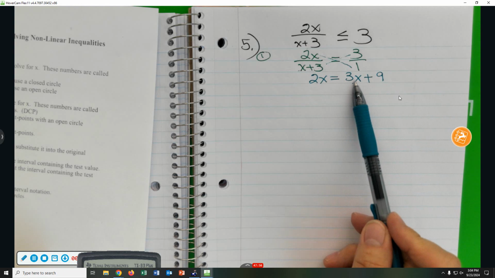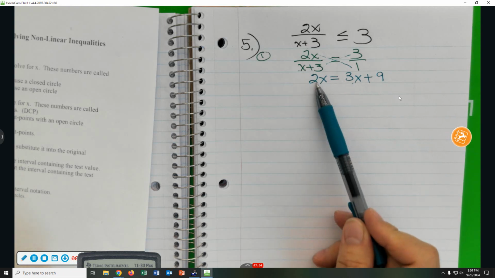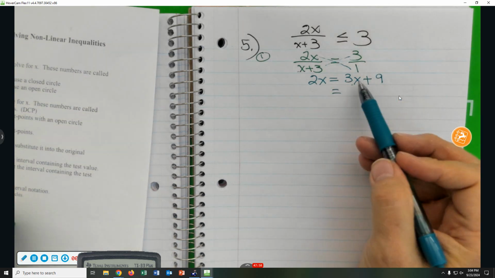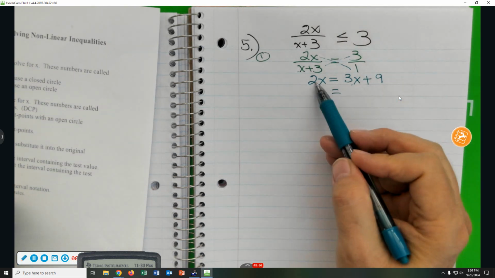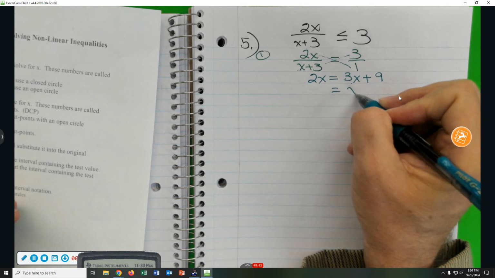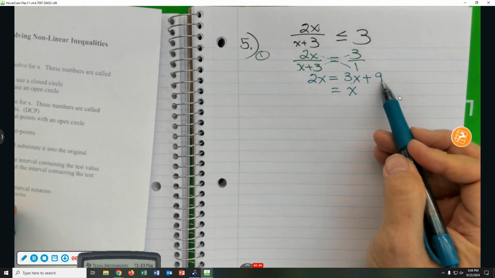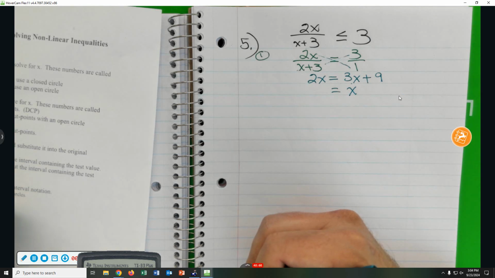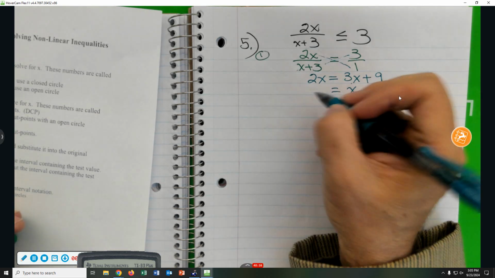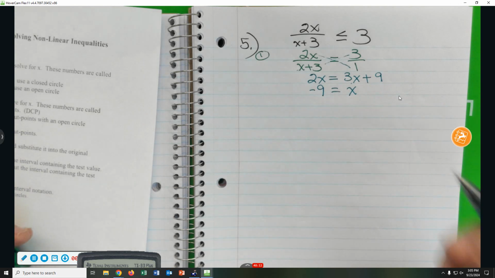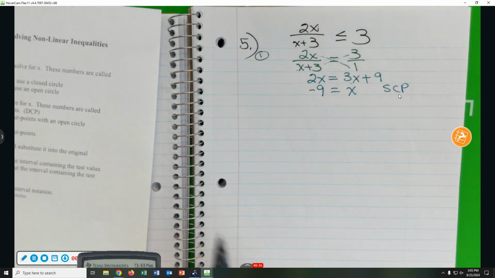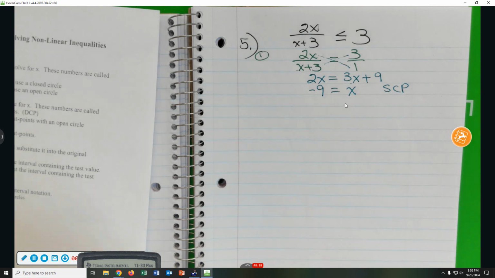I think I'll move the 2x over and combine it with that 3x. What am I going to get? 3x minus 2x gives me 1x. Let's take this 9 and move it over. What's that going to give me? A negative 9. So there's my first solution cut point, my only solution cut point: x equals negative 9.